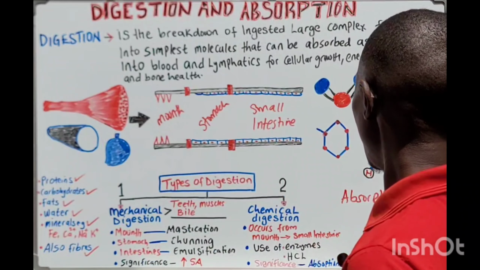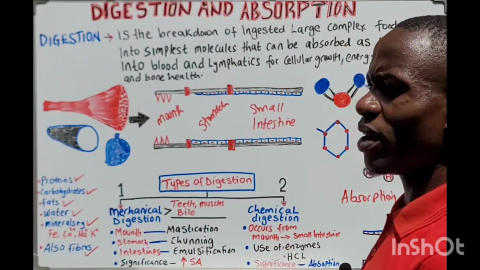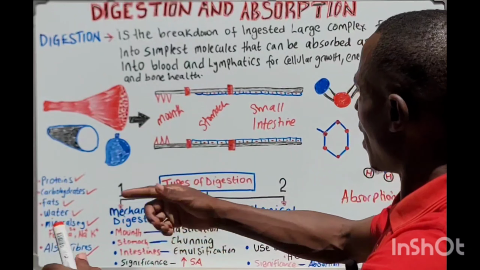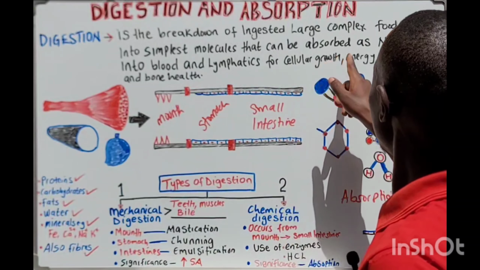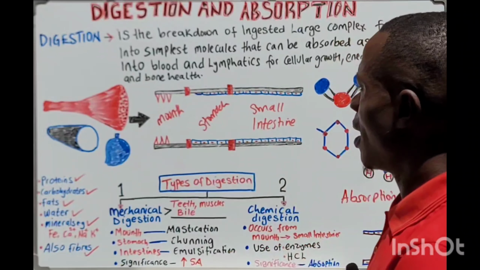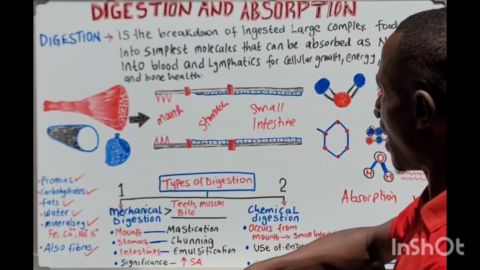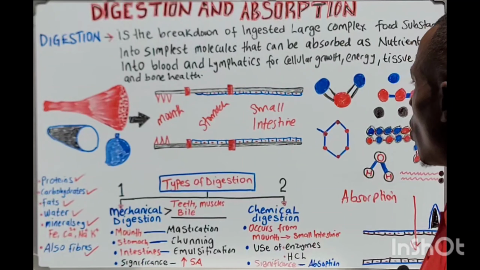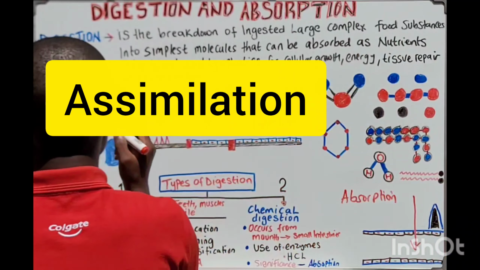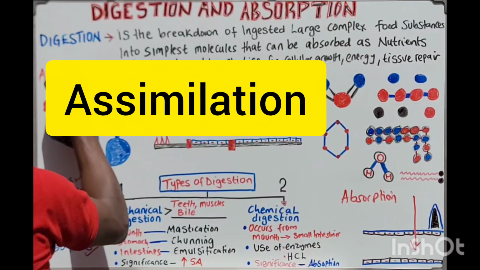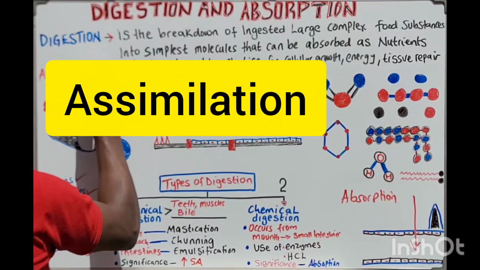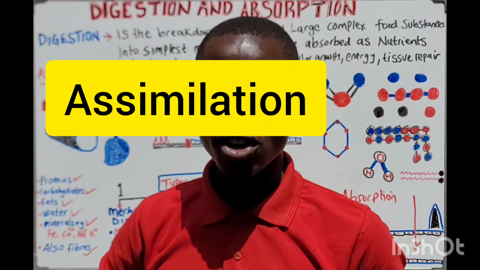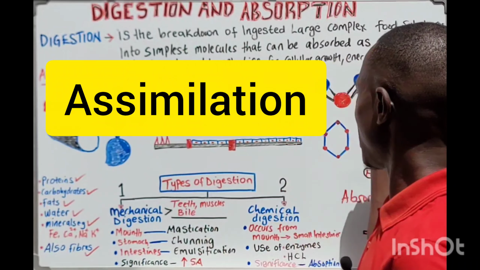When they are moved into the blood, they will go into the liver, and then they are processed before they are released into the systemic circulation, whereby they will get taken up by the cells for cellular growth, energy, tissue repair, and bone health. So now that mechanism of cellular uptake of different types of molecules or nutrients, that is what we call assimilation. Assimilation just means cellular nutrient uptake for energy and other processes.